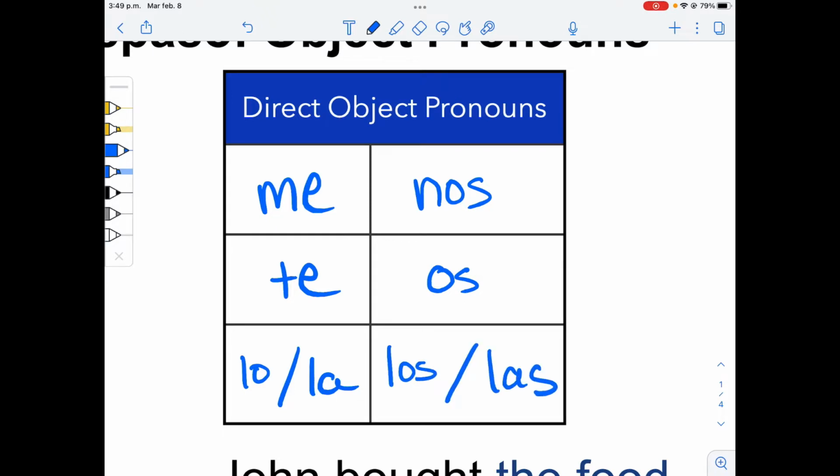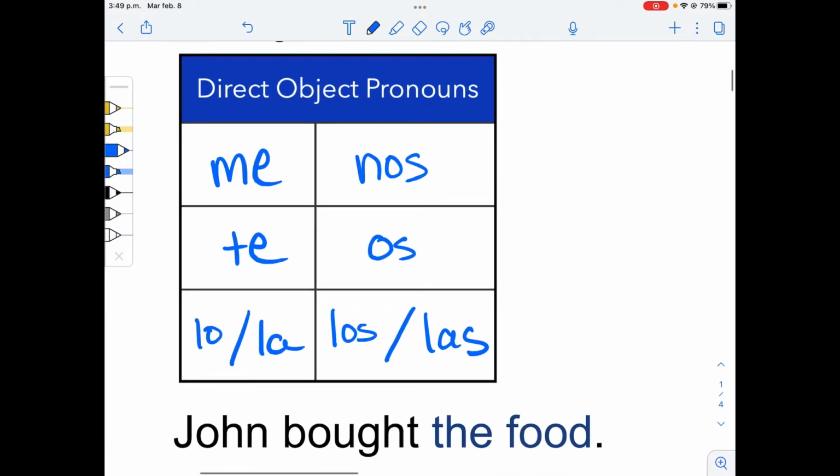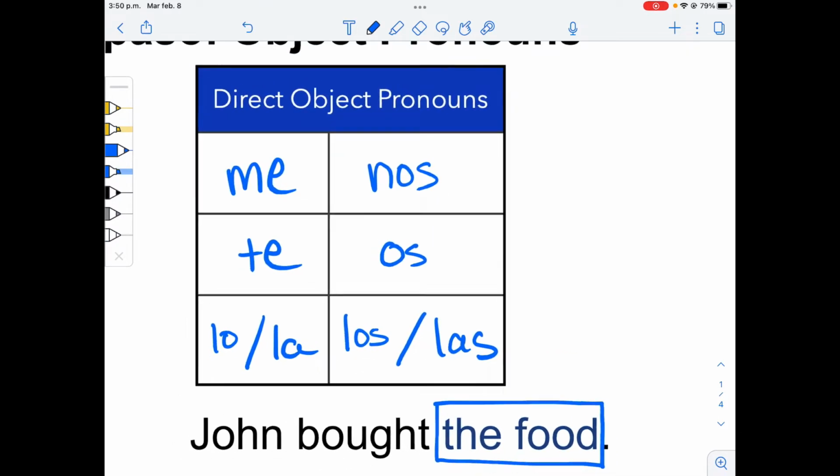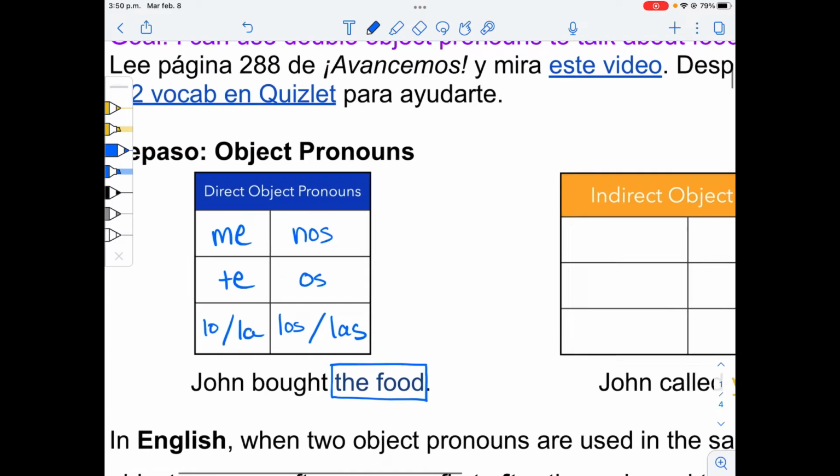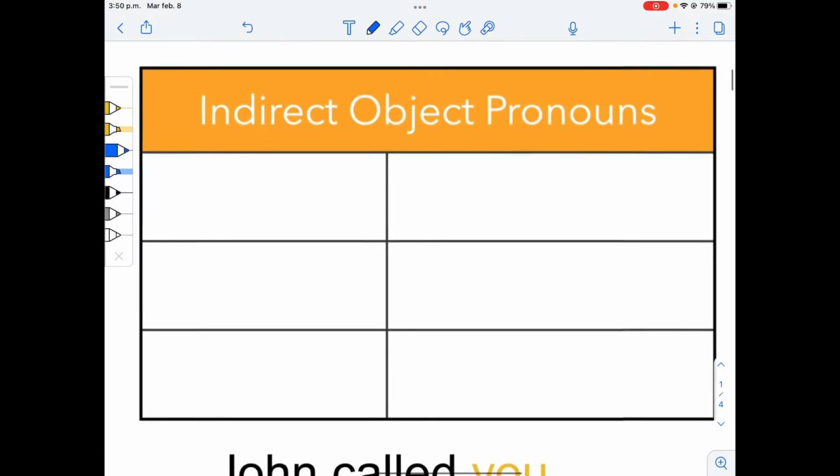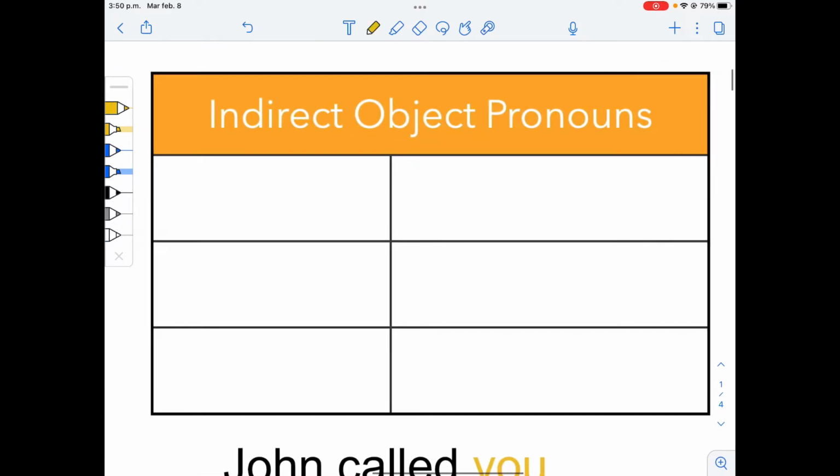We've been using direct object pronouns to represent the thing that the action has happened upon. So like the food in "John bought the food" would be "it," or in Spanish would be la compra. La compra, he bought it. He bought the food. It's the thing that he bought. That's your direct object.